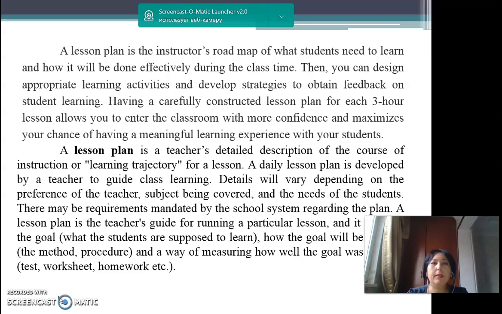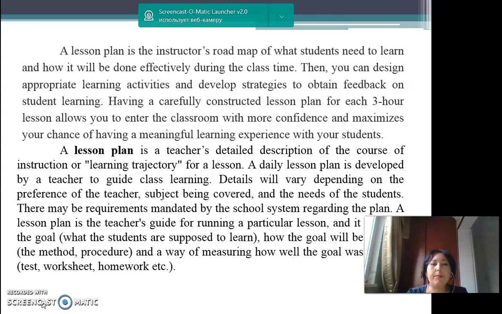A lesson plan is the instructor's route map of what students need to learn and how it will be done effectively during the class time. Then, you can design appropriate learning activities and develop strategies to obtain feedback on student learning. Having a carefully constructed lesson plan for each 3-hour lesson allows you to enter the classroom with more confidence and maximizes your chance of having a meaningful learning experience with your students.